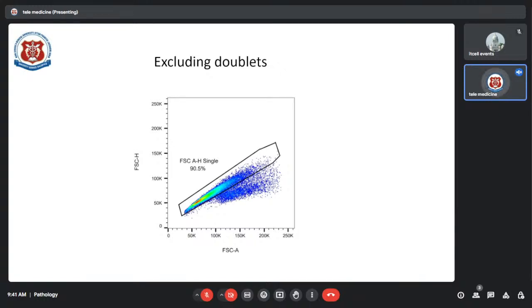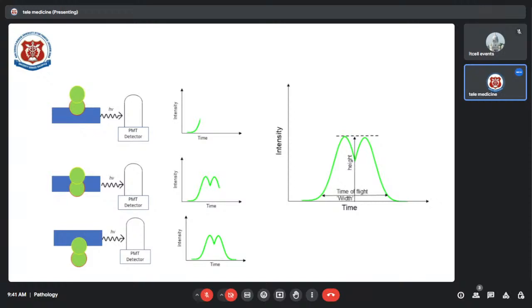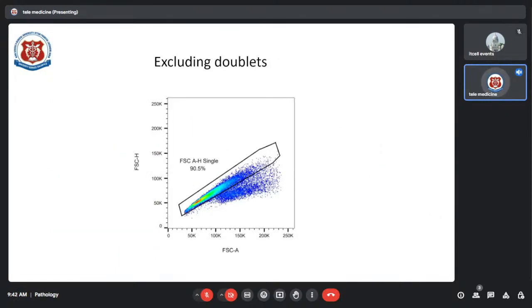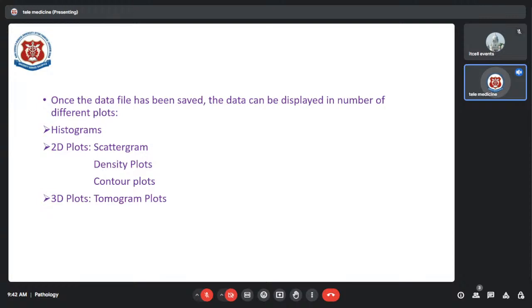Now suppose two cells pass together. The intensity of the signal, the height of the signal, remains the same, whereas the area increases, right? The area increases here because the two cells are coming in this linear pattern. So probably in the next few presentations we'll learn this.